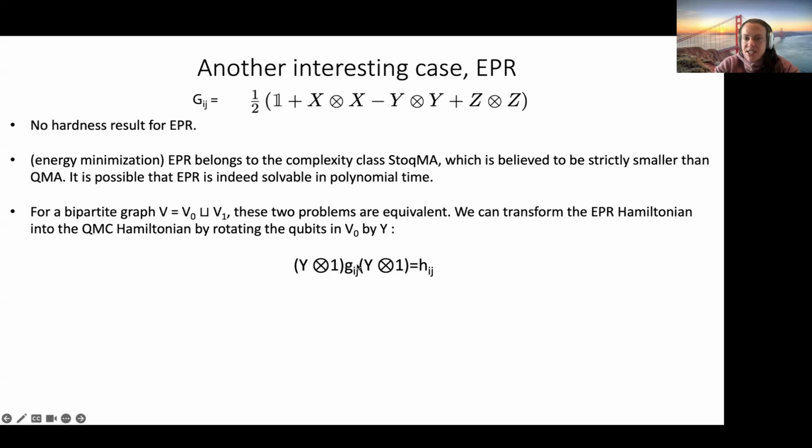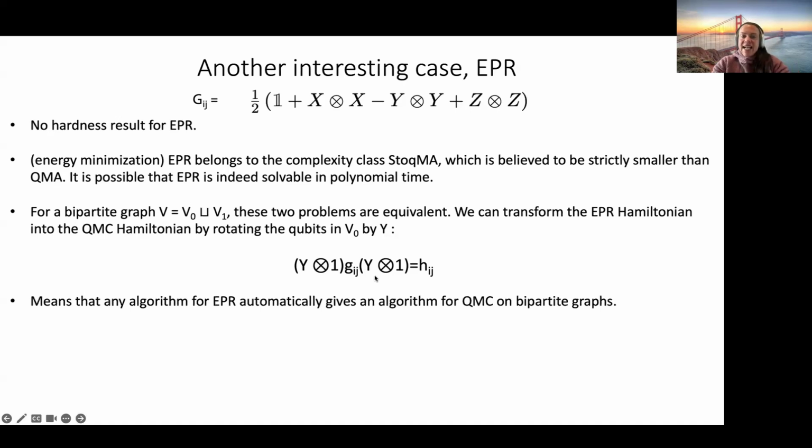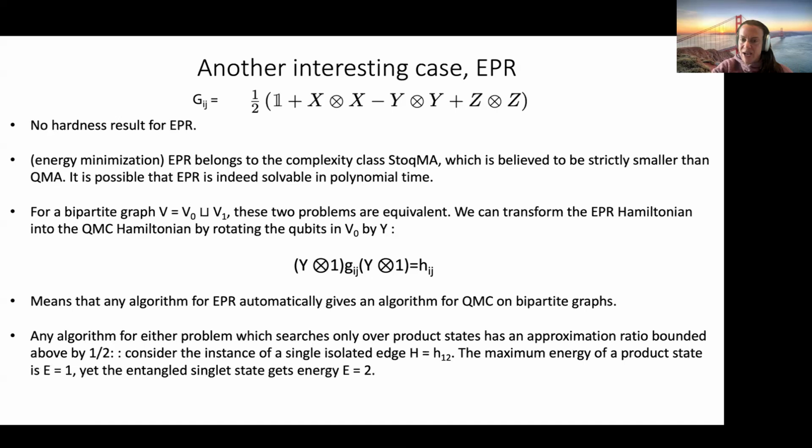So this holds, and Gij are the local terms for this EPR, Hij were the previous local terms for the Hamiltonian. So solving anything, any algorithm for EPR automatically gives you an algorithm for quantum max cut on bipartite graphs, which would be super cool because we know nothing about bipartite graphs on max cut unless the graphs have specific structure. This is one of the questions I am very interested in, but seems very hard to tackle, at least with what we know.